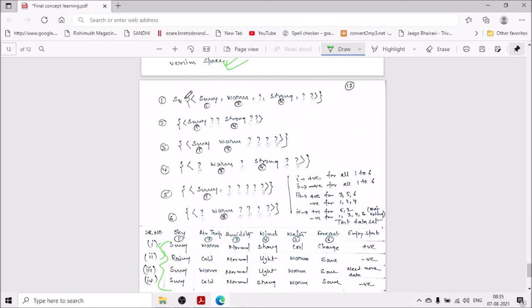So in hypothesis number 1, we have to check 1, 2, fourth. In hypothesis 2, we have to check 1, fourth. In third, we have to check 1, 2. In fourth, we have to check 2 and 4. In fifth, we have to check the first one. And in sixth, we have to check the second one. So for this one, we can say if we apply this, sunny, warm, strong, 1, 2, 4.